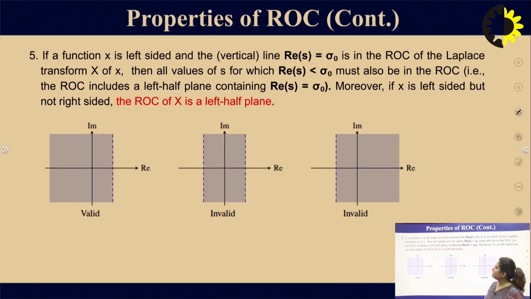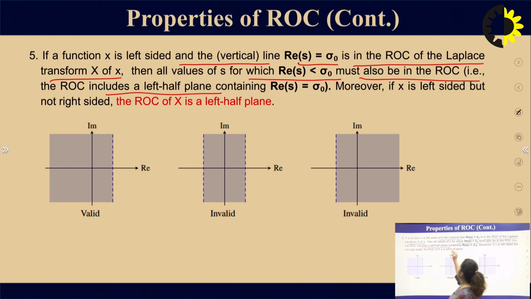Fifth property: if a function x is left sided and the vertical line real of s equal to sigma naught is in the ROC of the Laplace transform of x, then all values of s for which real of s is less than sigma naught must also be in the ROC. That is, the ROC includes a left half plane containing real of s equal to sigma naught. Moreover, if x is left sided but not right sided, the ROC of x is a left half plane.